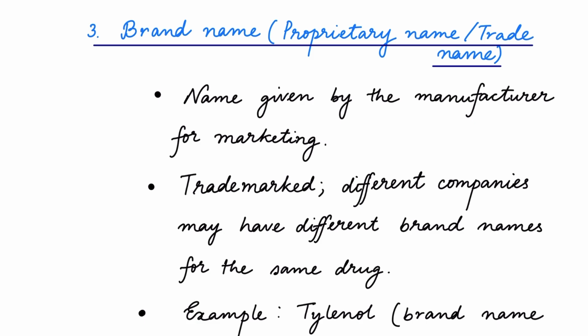Now, what do we understand by brand name or proprietary or trade name? So, the brand name is the name given by a company for marketing the drug. It is usually short, catchy, and easy to remember. Brand names are trademarked, which means only that company can use the name. Many companies can produce the same generic drug and give it different brand names.